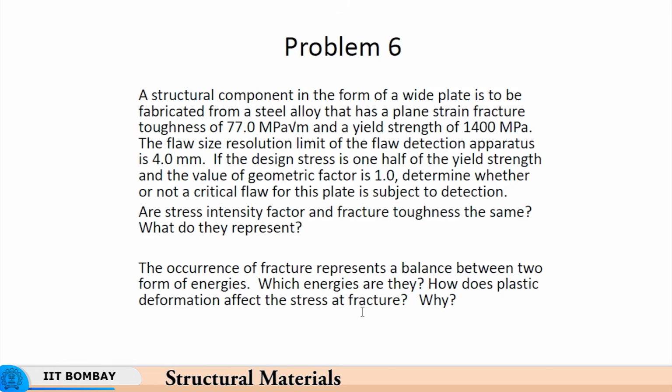So if the design stress is 1/2 of the yield strength, so basically your factor of safety is half. So factor of safety is 2 rather. Factor of safety is 2, meaning the design stress is half of the yield strength and the value of geometric factor is 1. Determine whether or not a critical flaw of this plate is subject to detection or not. So basically what it means is that we want to find out whether the critical flaw size is more than 4 millimeter or less than 4 millimeter, right?